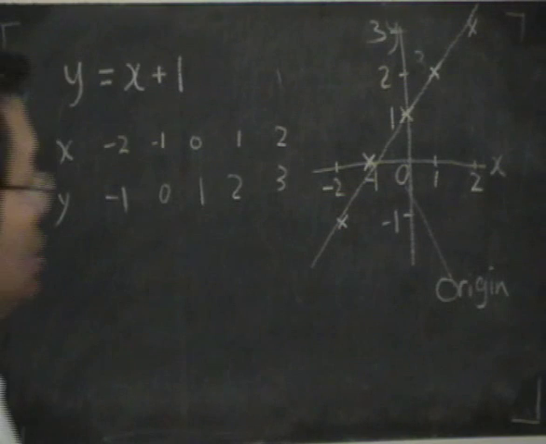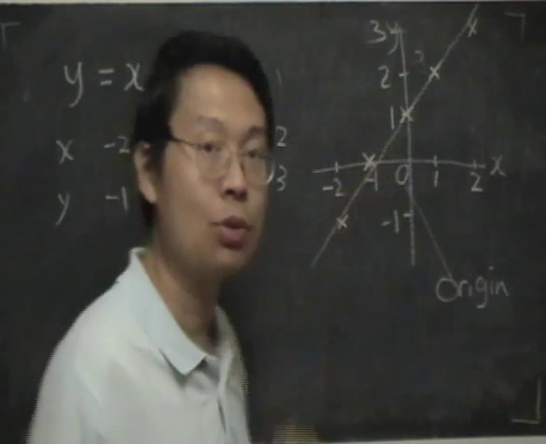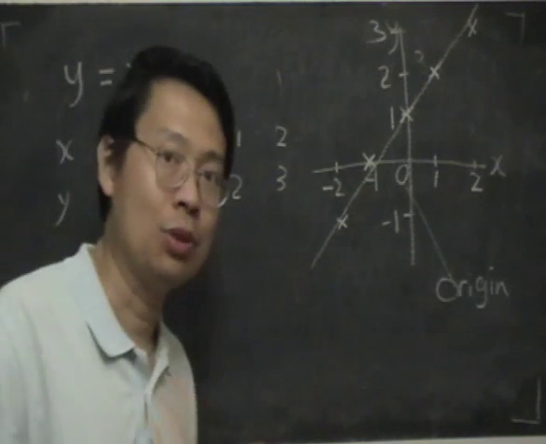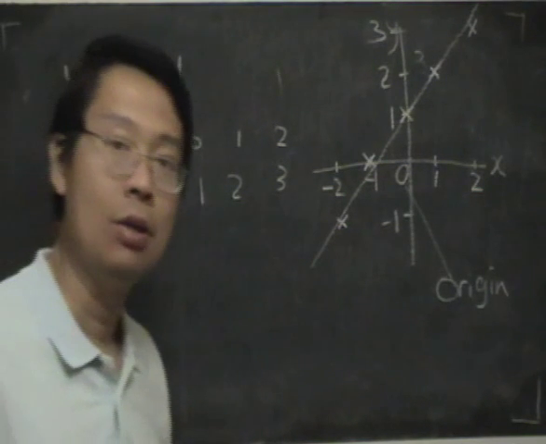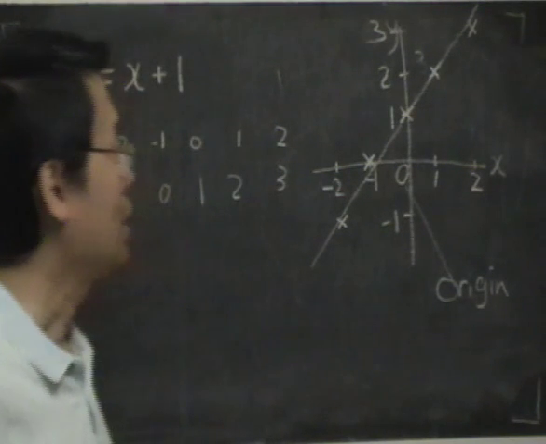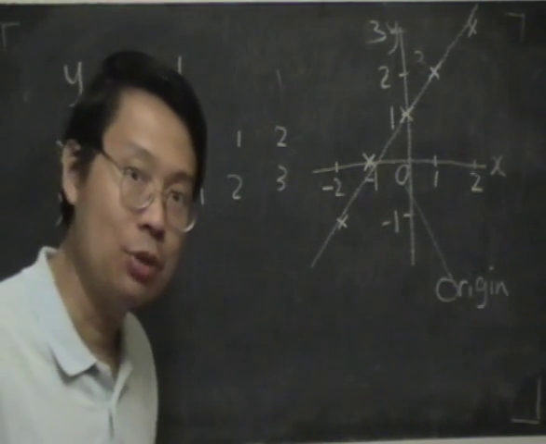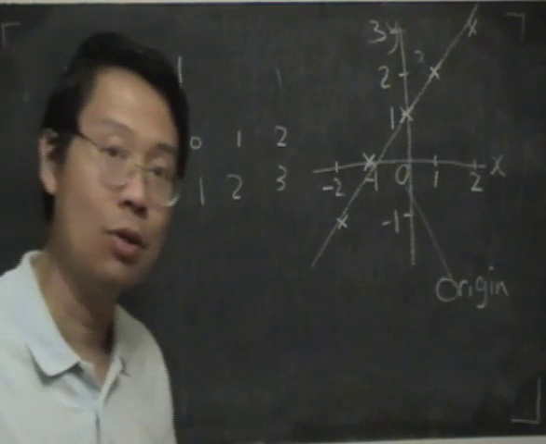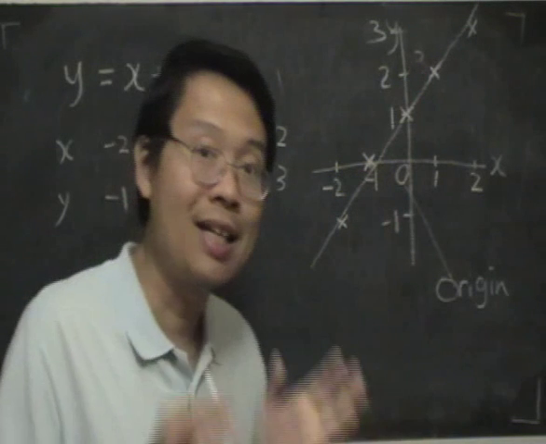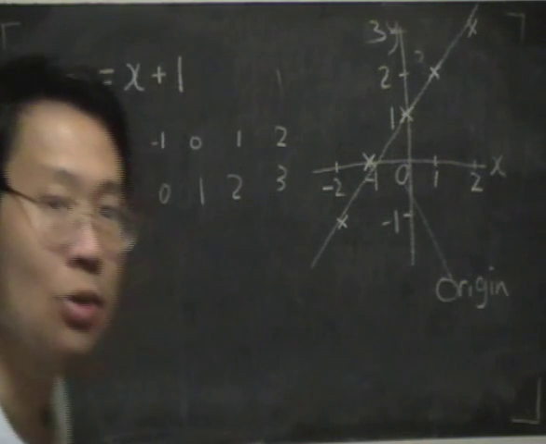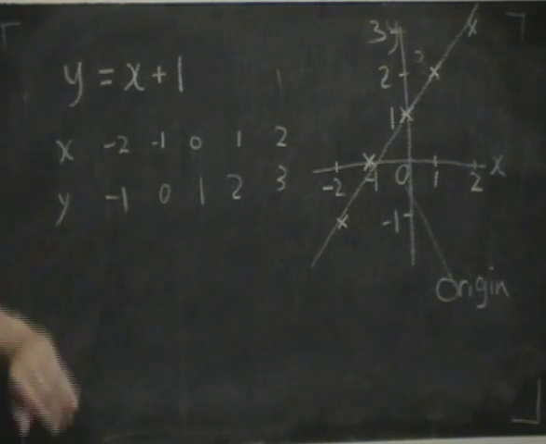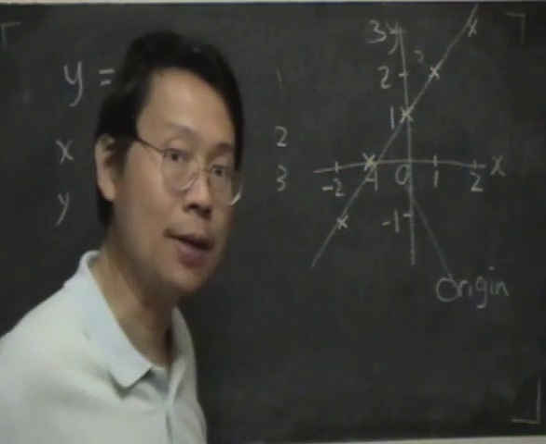Now, as you can see, some of the points don't lie on that straight line. That's because I've only drawn this graph by hand, just very roughly. If you plot it out carefully on graph paper, you will find that all the points will lie exactly on a straight line. So this equation gives us a straight line.